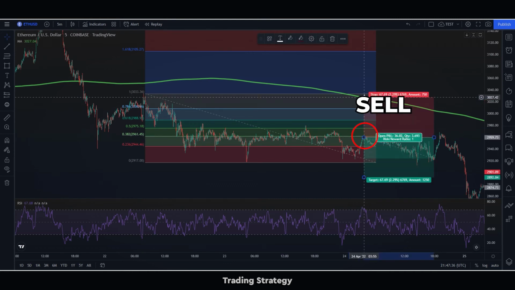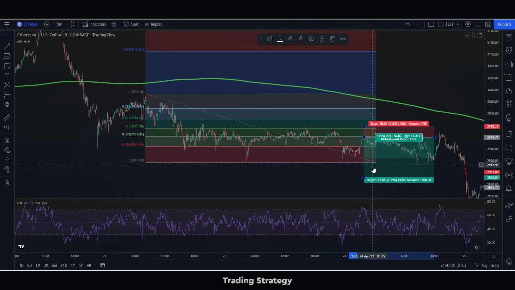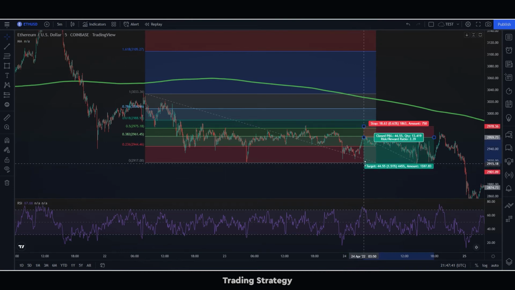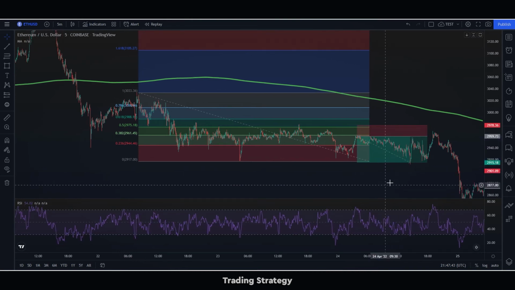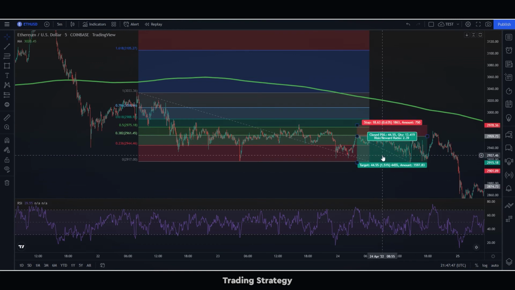Just like before, if the price is close to the moving average, we will place the stop loss above it and the take profit at a risk-benefit ratio of 2:1. If the price is far from the moving average, we will place the stop loss at the next Fibonacci level, also with a risk-benefit ratio of 2:1.